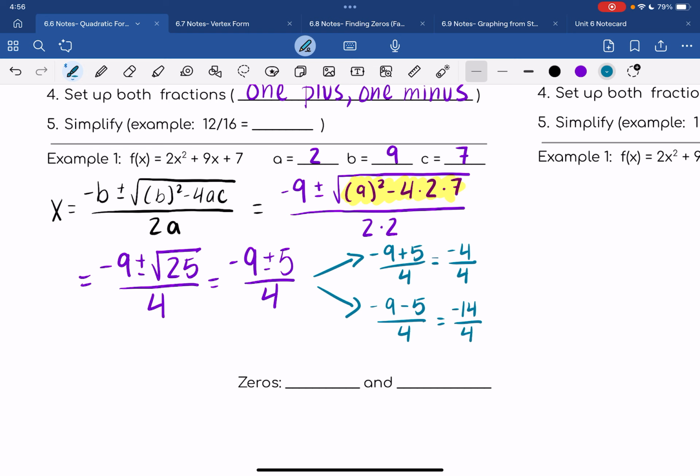And then our last step is to simplify our fractions. And so that's step 5 up there. We've got a little example. What we mean by simplifying fractions is reduce them if we can. So like 12 over 16, we can divide both 12 and 16 by 4.